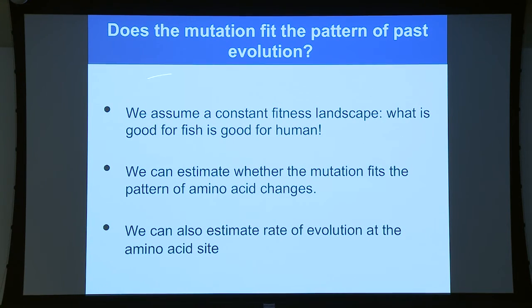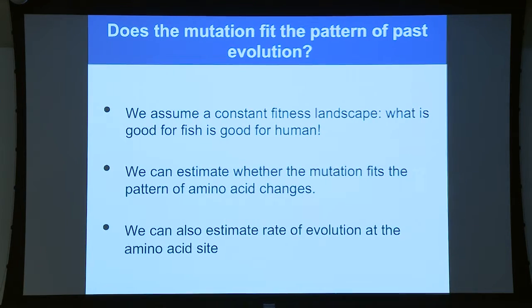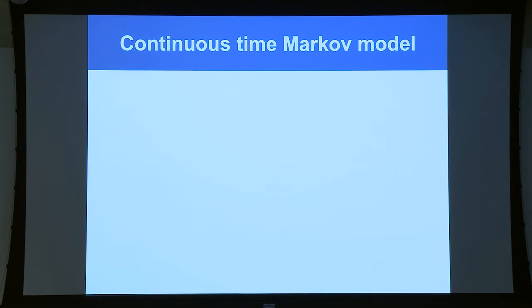However, if we make this assumption, then we can estimate two things. First, we can estimate whether the mutation, our human variant, fits the pattern observed throughout evolution. And we can estimate the rate, what a lot of people call conservation, at the site. This is a very difficult statistical problem. The current models used by the field are continuous time Markov models.